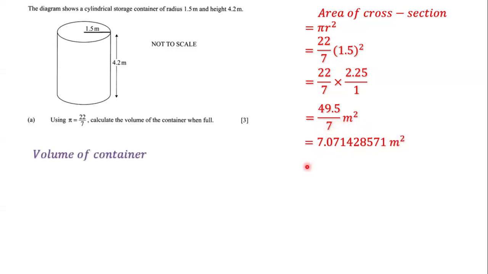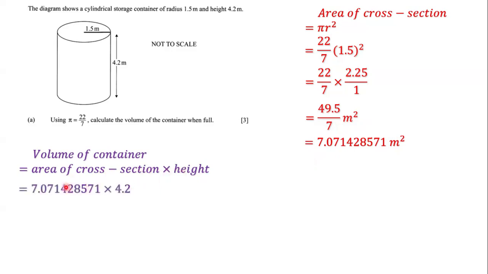But remember, the volume is equal to cross-sectional area times height or length. So what we have to do is take our cross-sectional area, which is this, and multiply it by the height. In this case, it is 4.2 meters. And so when we multiply these two numbers, what do we get? We get 29.7 meters cubed. And that's the volume of this container.